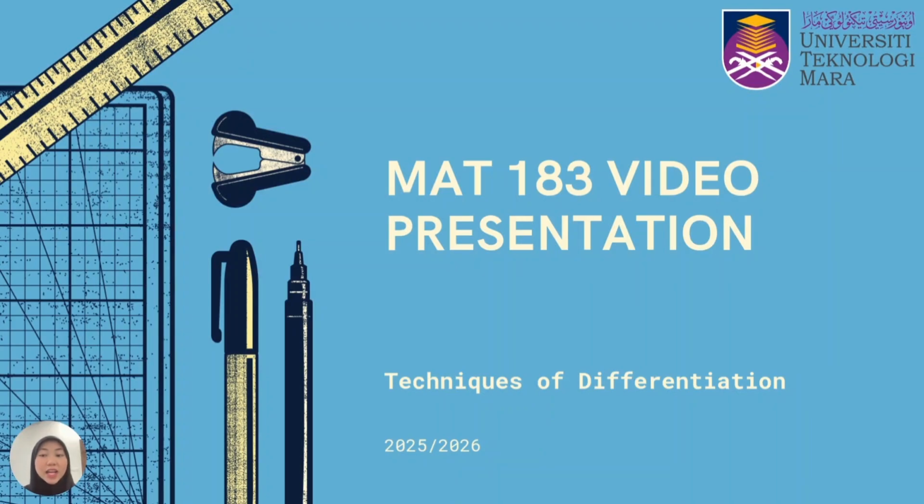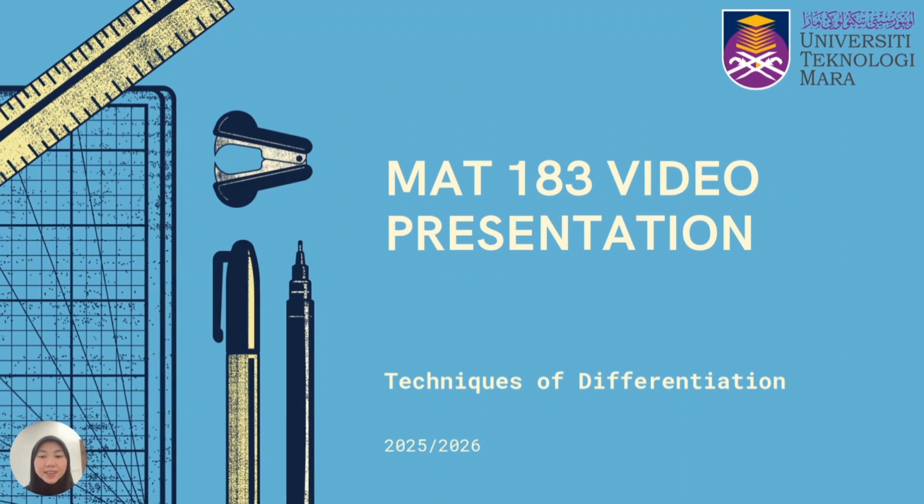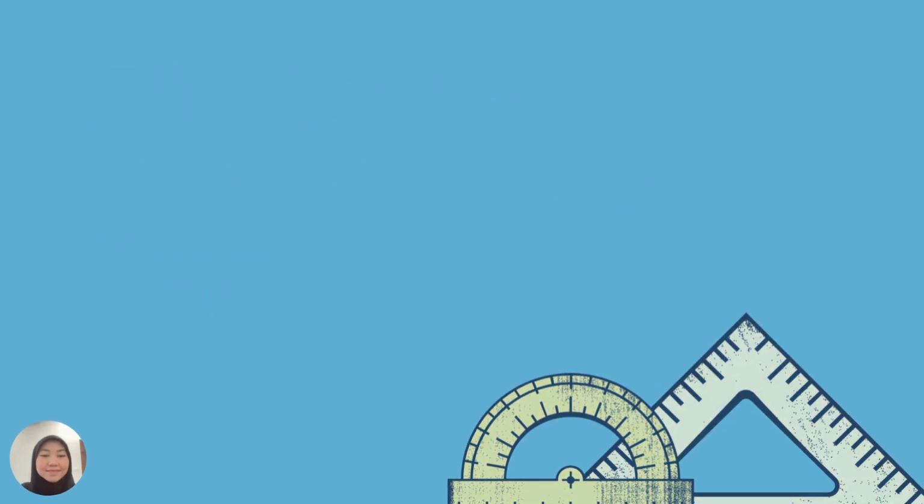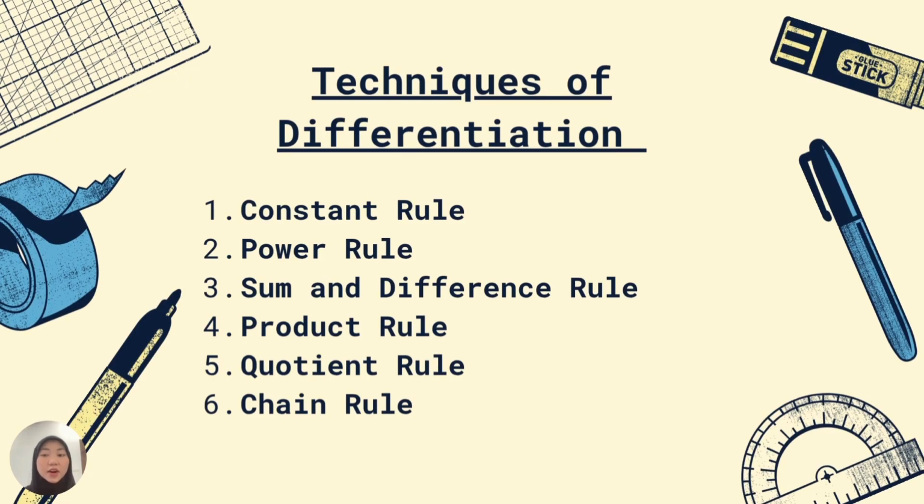Today, my group and I will be presenting our topic for the subject MAT183, which is technique of differentiation. Let's begin. What is the meaning of differentiation? Differentiation is the process of finding the derivative or rate of change of a function. In this topic, there are 6 techniques of differentiation.